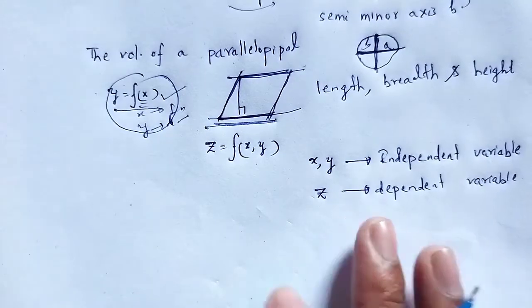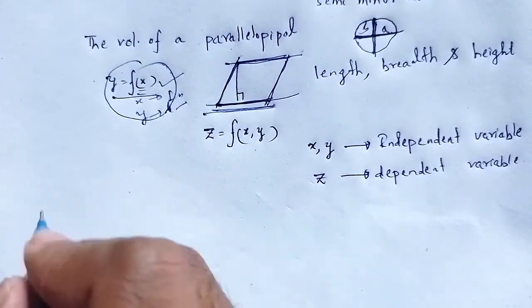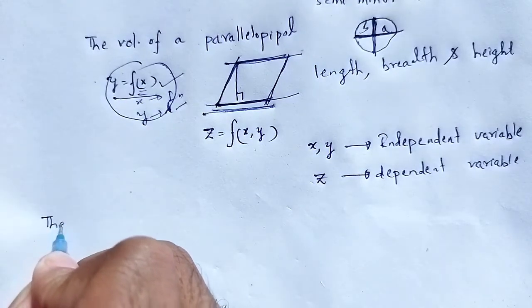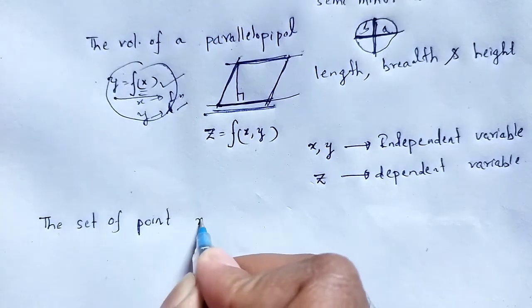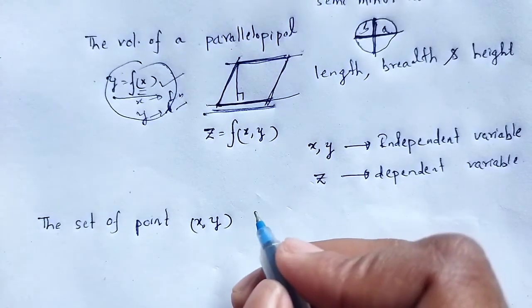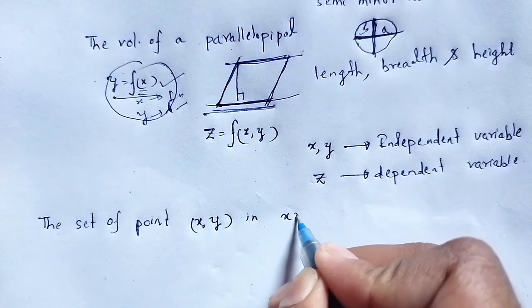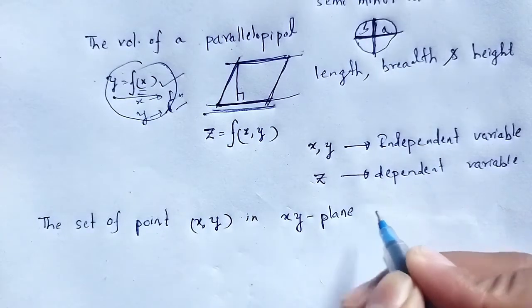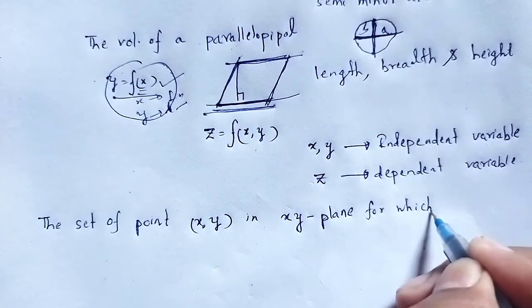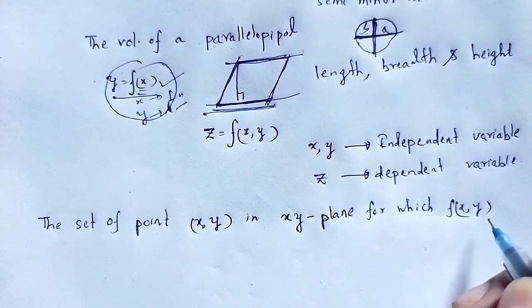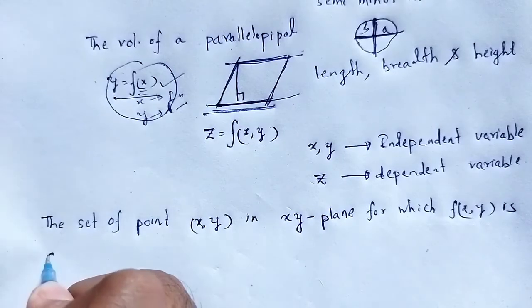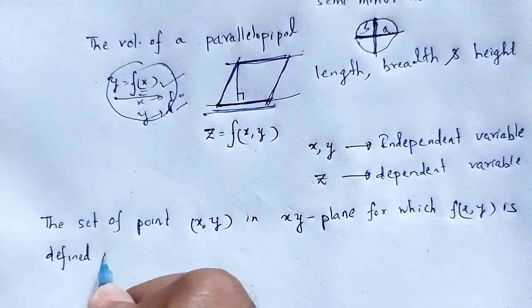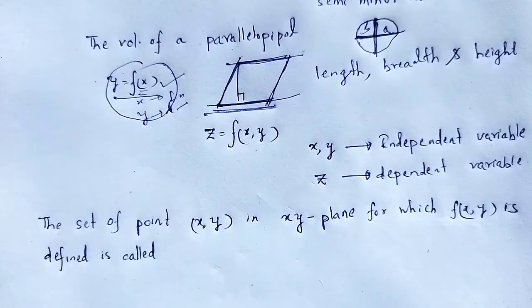We can write it as the set of points x, y in the xy plane for which f of x, y, that is the function, is defined, is called the domain of the function.